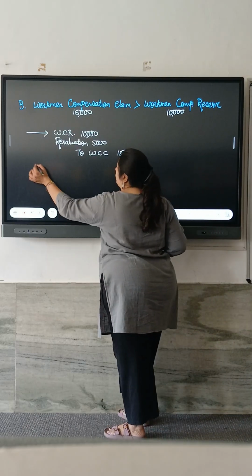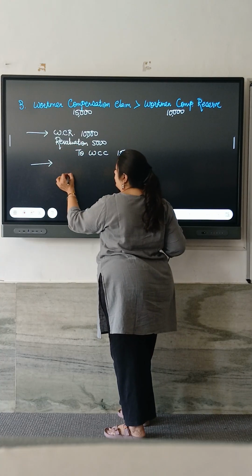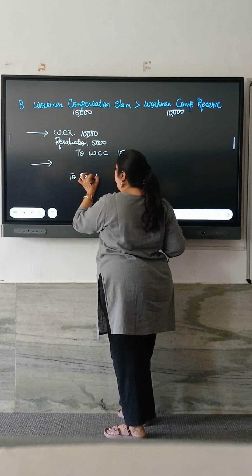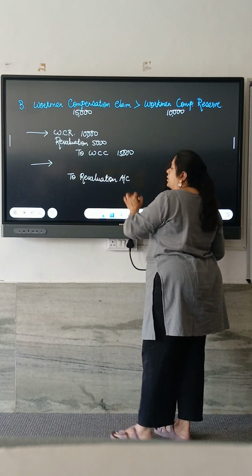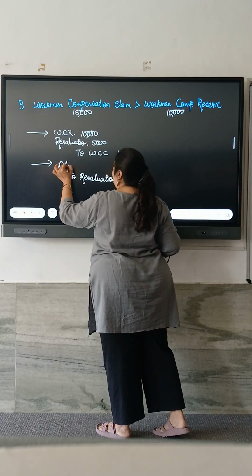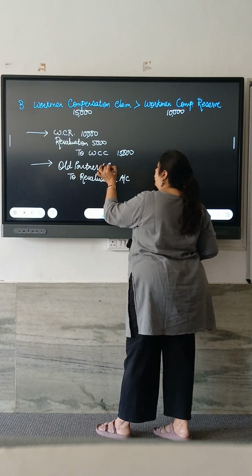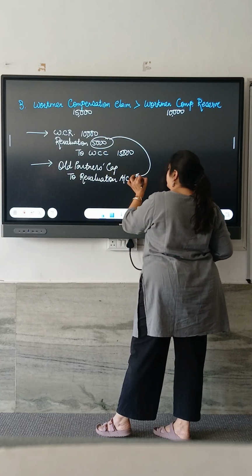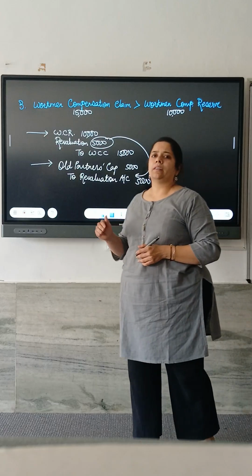And of course, when you are debiting the revaluation account, you are suffering a loss of 5,000 which you need to distribute amongst the partners. Only the old partners will be suffering that loss. So the old partners' accounts will be debited by that amount and the revaluation account will be credited with this amount of 5,000. And that will be distributed amongst the old partners in the old ratio.